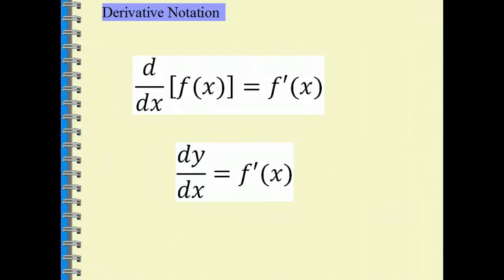And what that quantity means is take the derivative of f of x with respect to x, and that gives us f prime. And so when you see dy dx, assuming that this is the case where y is equal to f of x, then dy dx is still simply f prime of x. So this is a notation that we're going to use, d dx, and we say it that way, d dx of f of x, or d f of x dx, that gives us f prime.